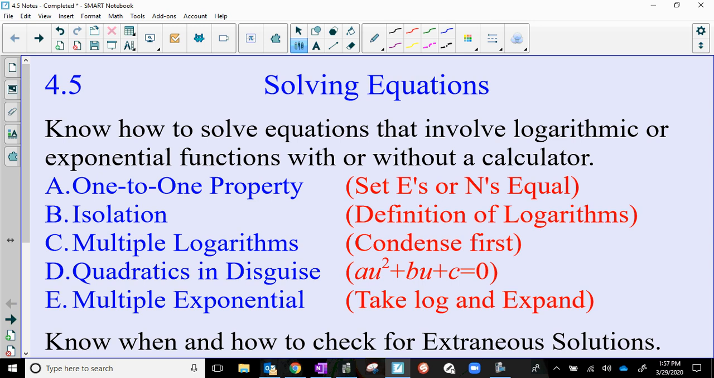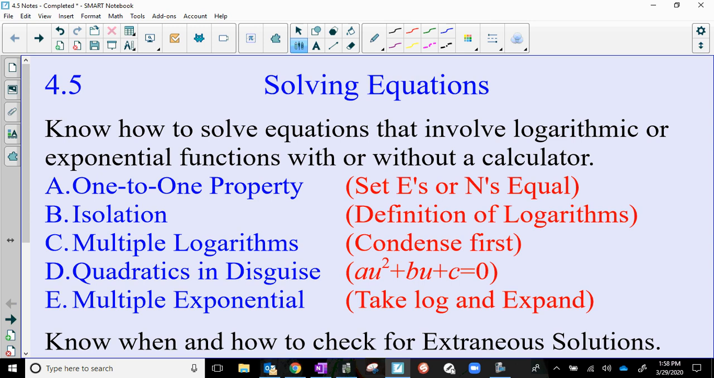The first one's the one-to-one properties. That's the properties you used when you did your very first worksheet with exponentials in 4.1. We're going to extend that idea to logarithms. Then we're going to isolate, use order of operations backwards. When we get stuck on a logarithm or an exponential, we're using the definition of logs, converting Ben to Benny. Then we'll get into what if we have more than one logarithm at a time and we can't use our one-to-one property? Well, we can condense it to a single logarithm, and then we go back to isolation.